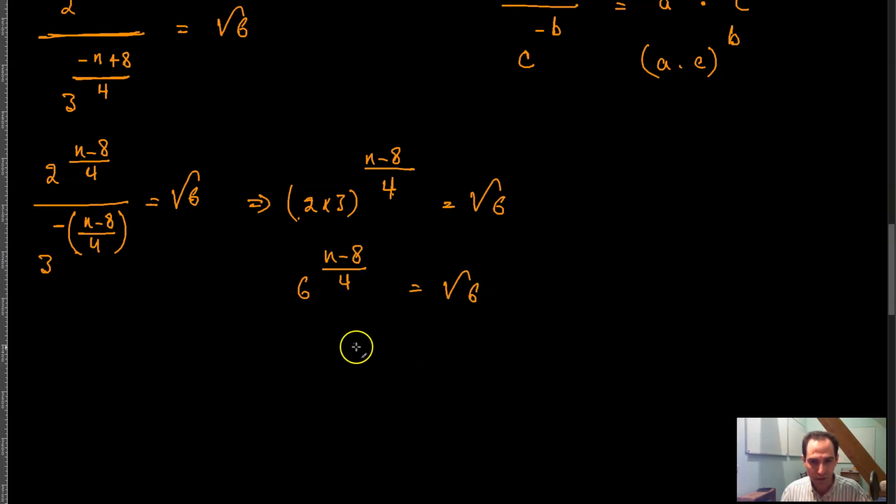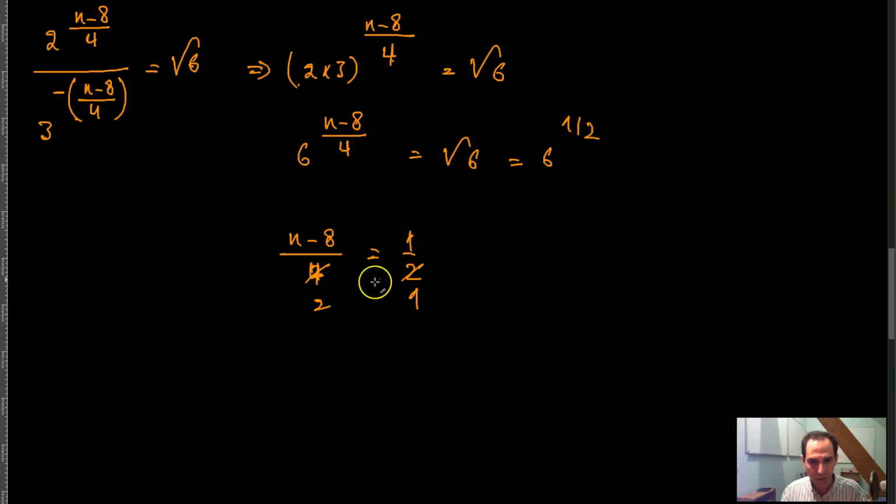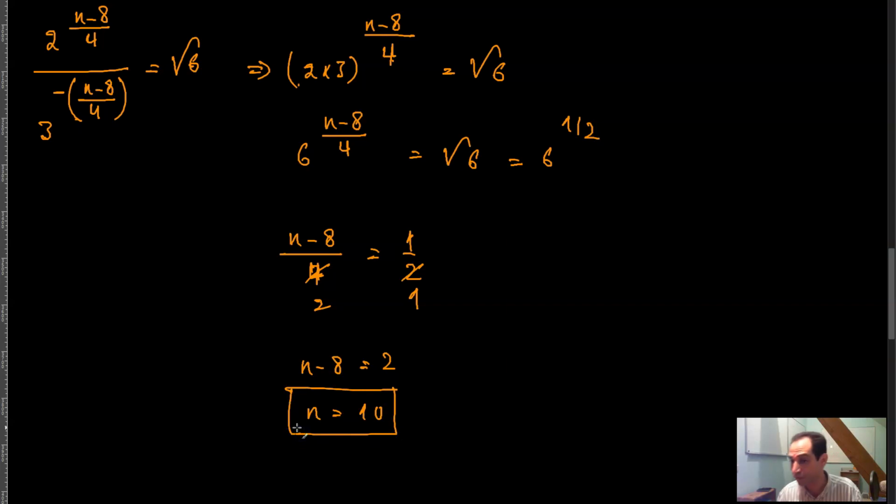Square root of 6 is the same thing as 6 raised to the power 1/2, which means that the indices are the same, so you can say (n minus 8) divided by 4 is equal to 1/2. Multiply both sides by 2, so that (n minus 8) divided by 2 is equal to 1, which means that n minus 8 is equal to 2, which means that n is equal to 10. That is how you solve this problem. Hopefully this is the right answer.